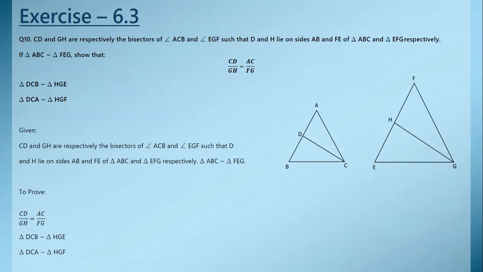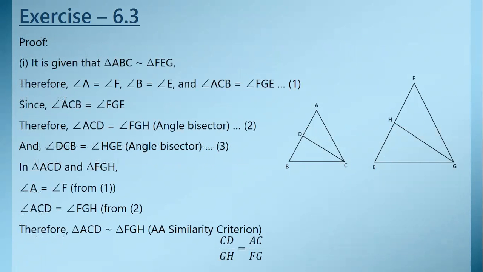Now, moving on to question number 10. CD and GH are respectively bisectors of angle ACB and EGF such that D and H lie on sides AB and FE of triangle ABC and triangle EFG respectively. If triangle ABC is similar to triangle FEG, we have to show three parts. CD by GH equal to AC by FG. DCB is similar to HGE. DCA is similar to HGF. So we are writing given and to prove all the points. Then we move on to the proof.